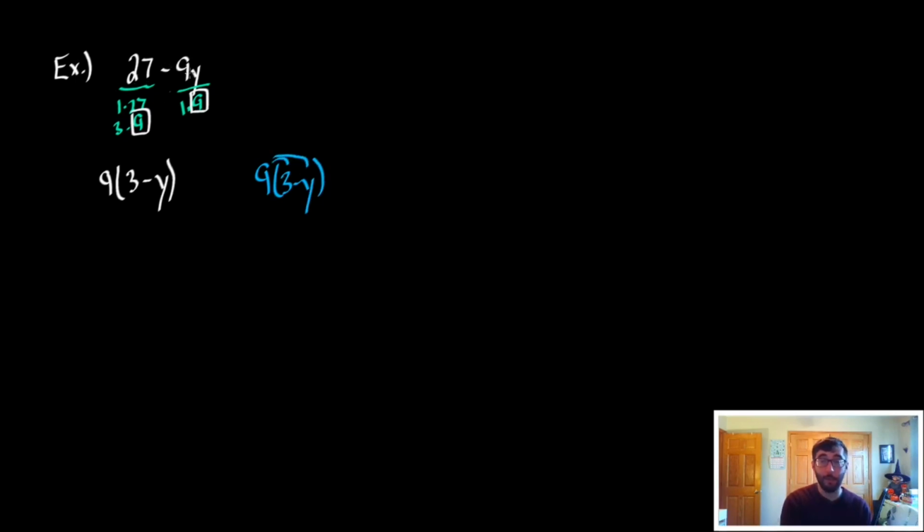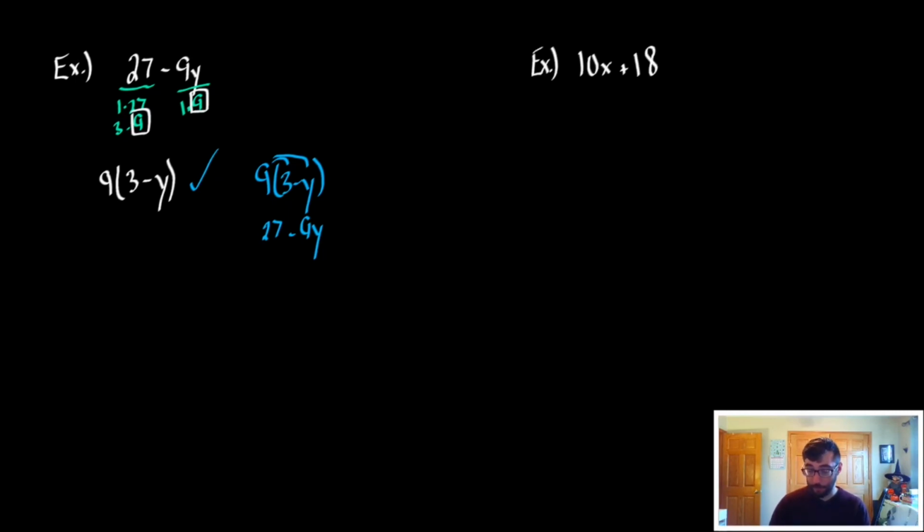And if what you get is the original problem, you've done it correctly. So if I multiply this, 9 times 3 is 27, 9 times negative y is negative 9y. Those match, that means it is correct. So you can always do that to double check your answer. Okay, now let's take a look at one more.